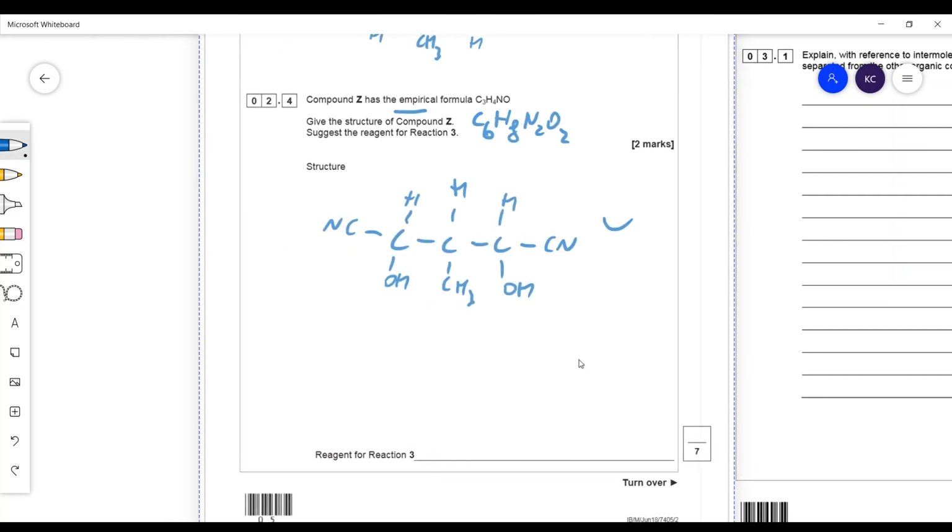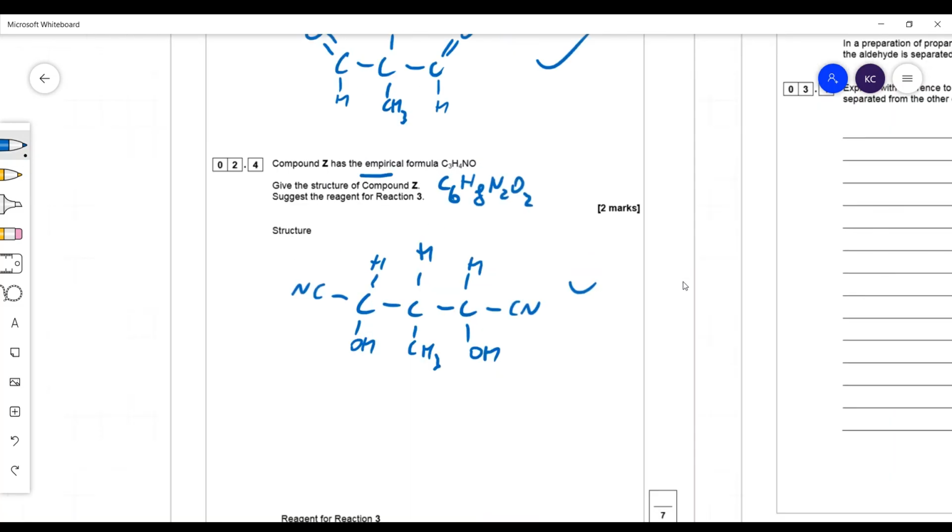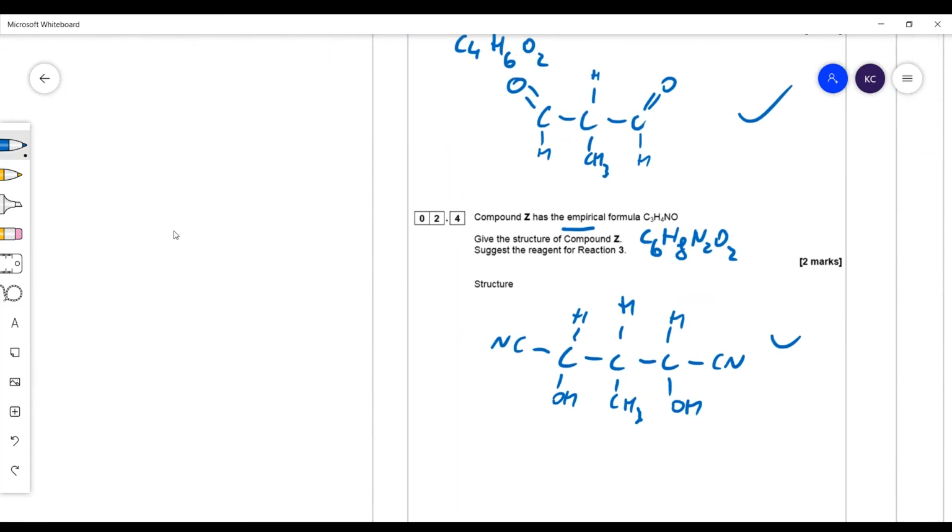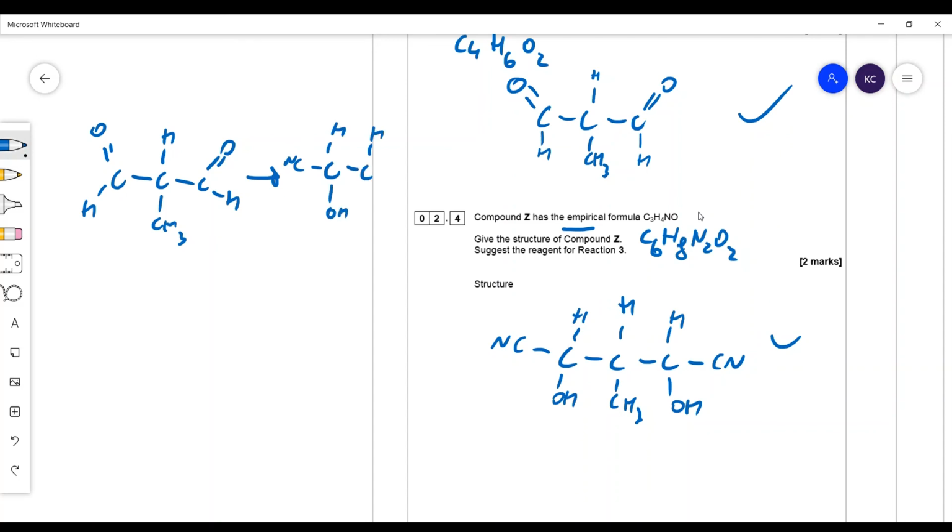And if you can't figure out why it is this way, then just try and figure out how this reaction happens. So we're starting with carbonyl, and we go to nitrile and alcohol. I'm just redrawing the molecule here. So somehow we added a CN and somehow the carbonyl became alcohol.